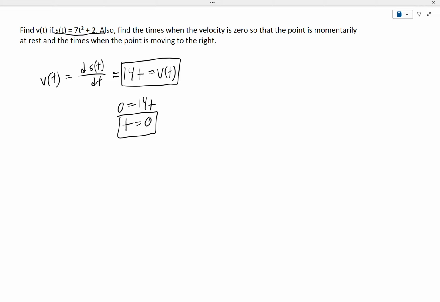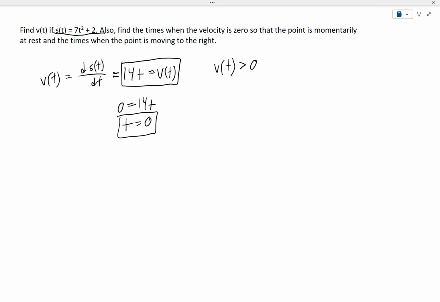We're going to find the times when the point is moving to the right. So if the point is moving to the right, v of t has to be greater than 0. If v of t is positive, it's moving to the right. If v of t is negative, it's moving to the left. That's just the convention that's used. So we're looking for when v of t is greater than 0, when it's positive.